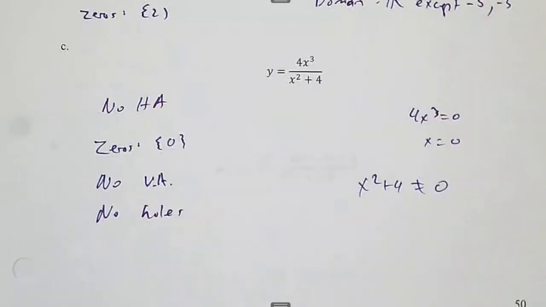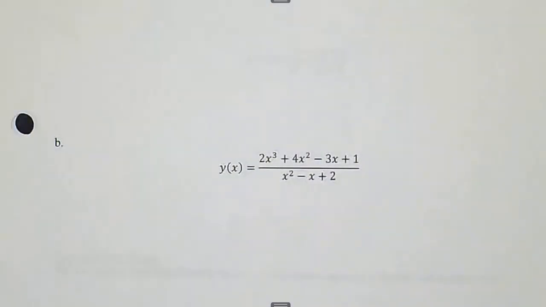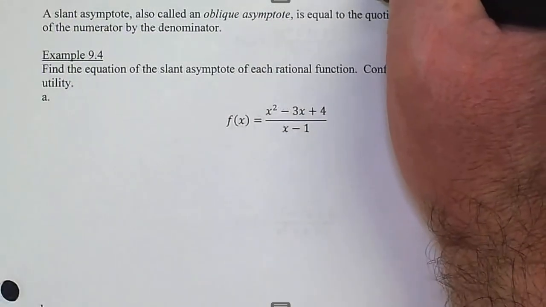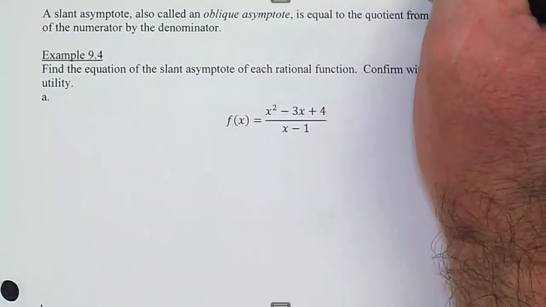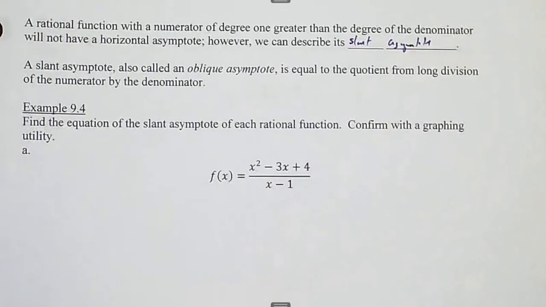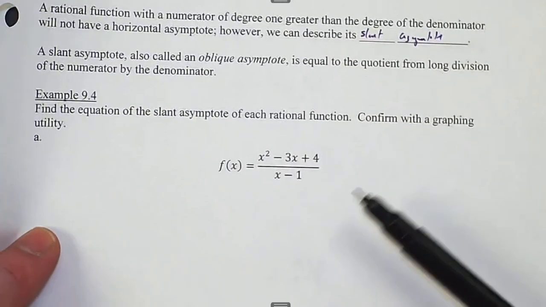Well, it turns out that just because something doesn't have a horizontal asymptote, it can actually have a diagonal asymptote or slant asymptote. So a rational function with a numerator degree 1 greater than the degree of the denominator has a slant asymptote. And to find the equation of the slant asymptote, we have to use long division.